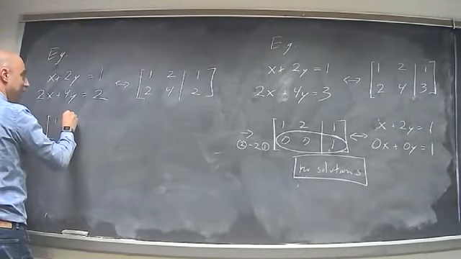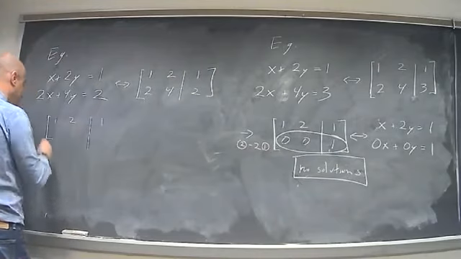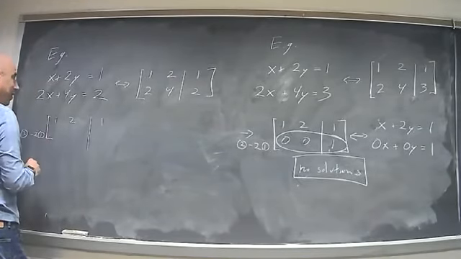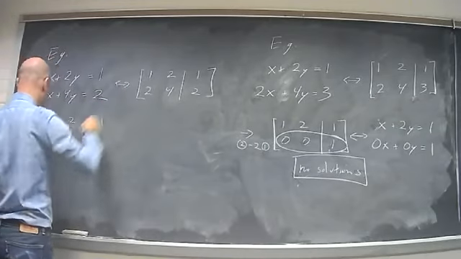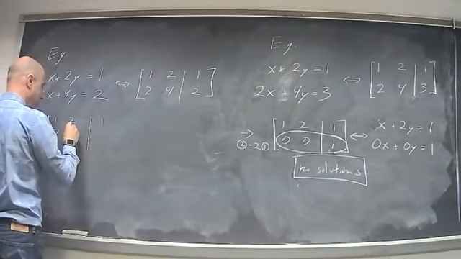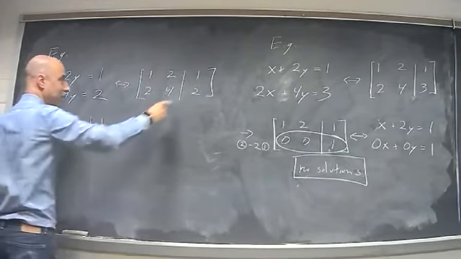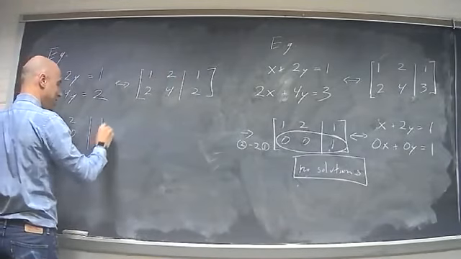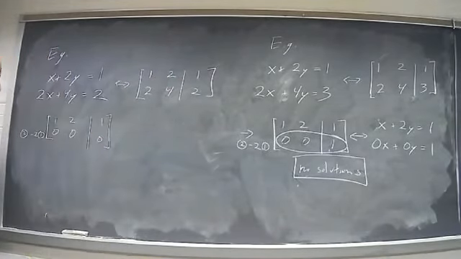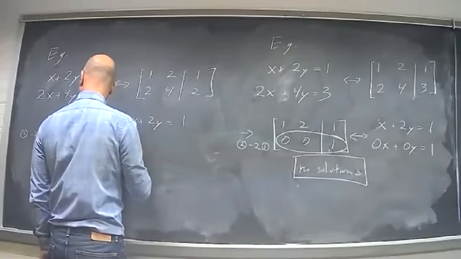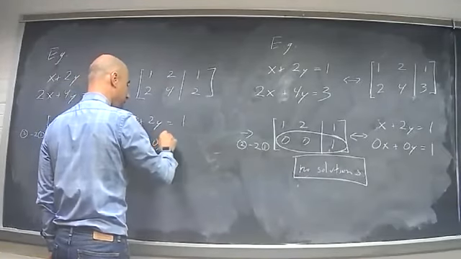Leave the first row alone right now. 1, 2, vertical bar 1. I'll take the second row and subtract off 2 times the first row. So let's see. 2 minus 2 times 1, that's 0. 4 minus 2 times 2, that's 0. 2 minus 2 times 1, that's 0. Let me turn this back into equations. x plus 2y equals 1, and 0x plus 0y equals 0.